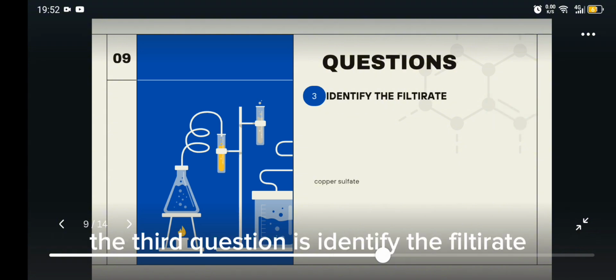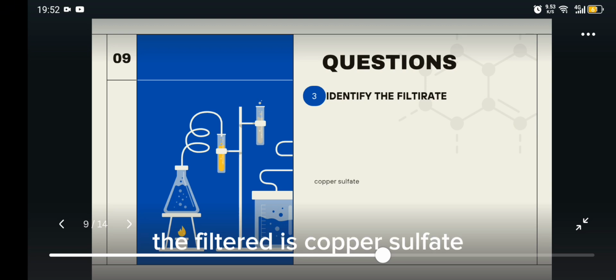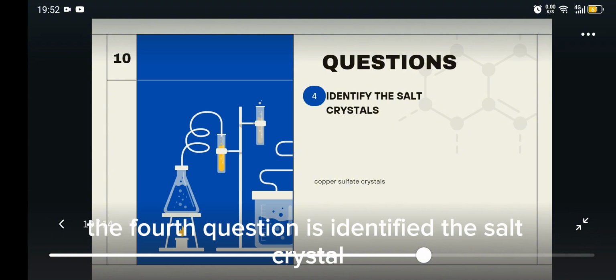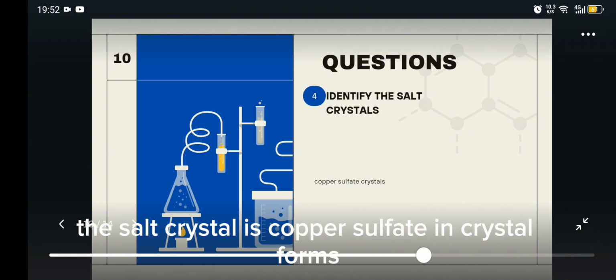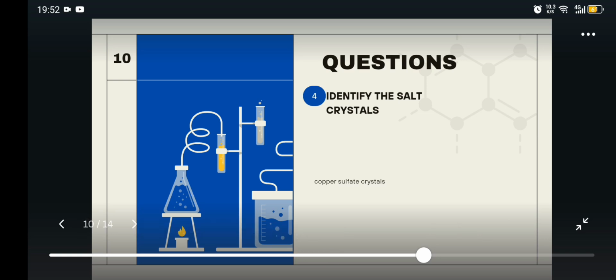The third question is, identify the filtrate. The filtrate is copper sulfate. The fourth question is, identify the salt crystal. The salt crystal is copper sulfate in crystal form.